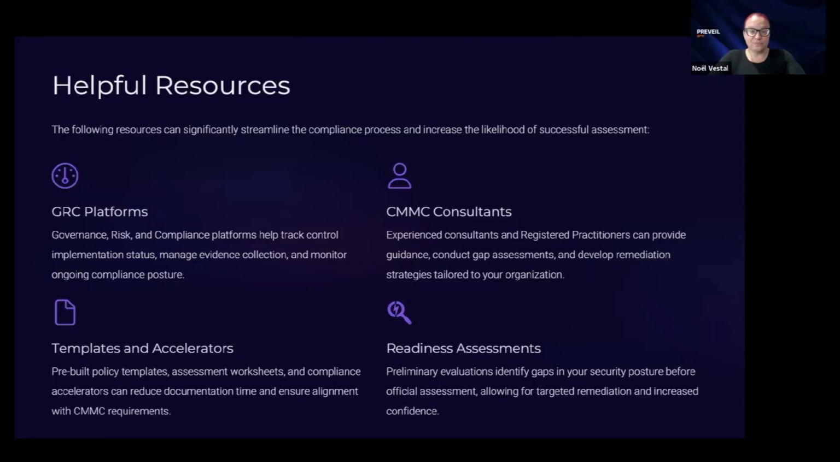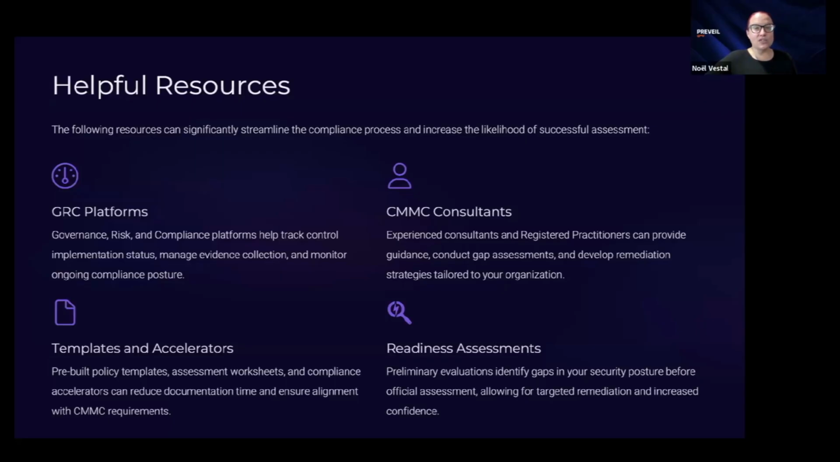Readiness assessment. This can also be called a gap analysis, a mock assessment. There's a lot of different terminology for it. Readiness assessments are something we highly, highly recommend. So let's say that you're ready to go, you've got your C3PAO, you're going to get assessed, and well, how do you know that you're ready for it?